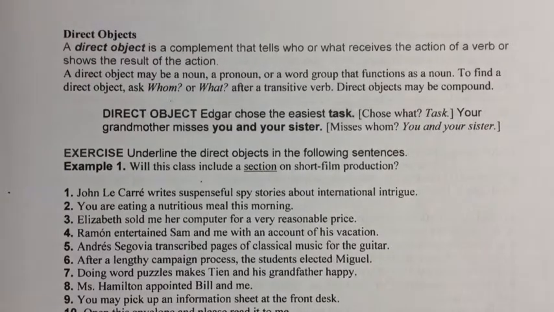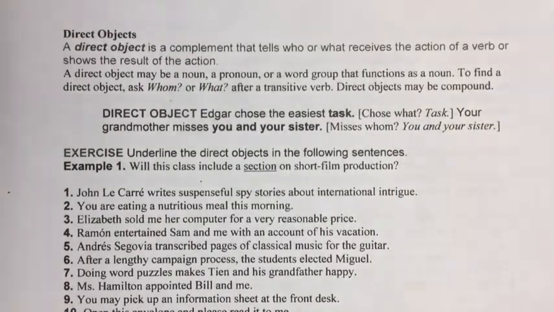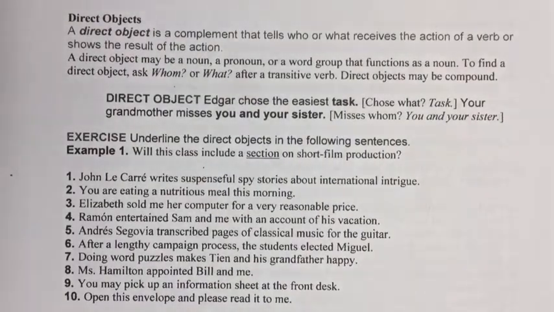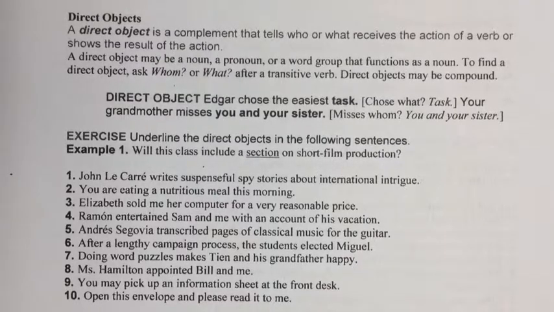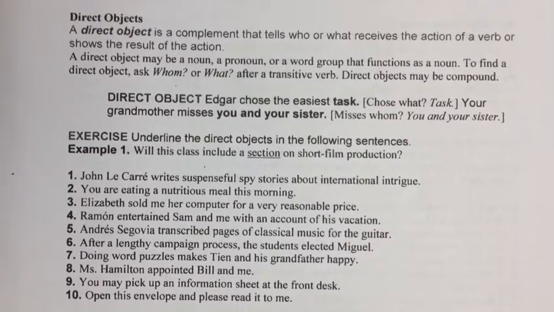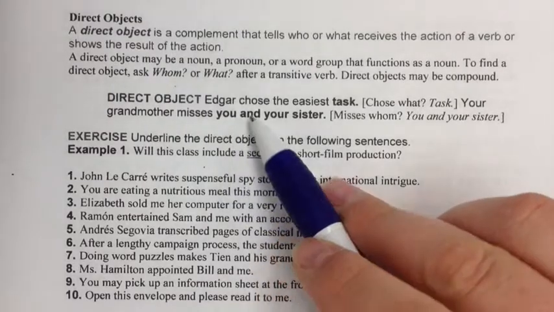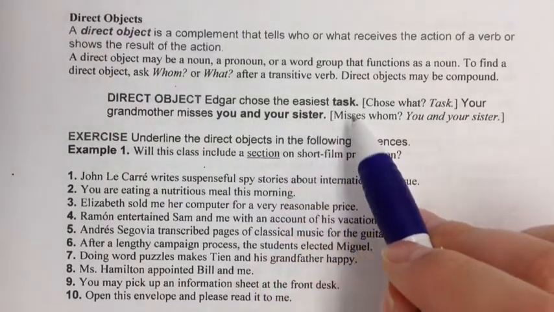Alright guys, so here's a quick video about direct objects and indirect objects and objective complements. A direct object is a noun or pronoun after an action verb that explains who or what receives the action directly. So here's an example. Edgar chose the easiest task.